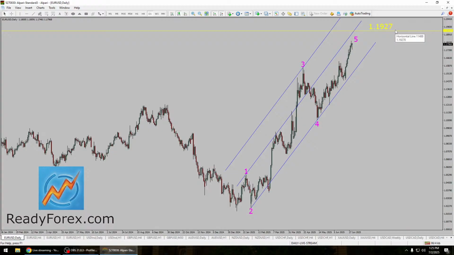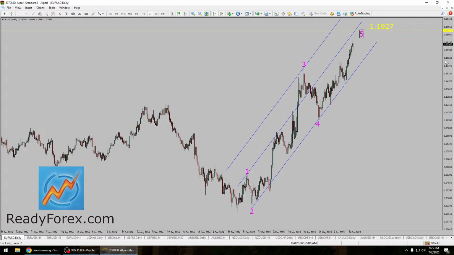So the Euro USD forecast says that price action is most likely going to reach and test 1.1927 level. Okay, it's a high probability that euro dollar is going to hit this level, and that would also be a possible top inside euro dollar currency pair. So what I mean by that is wave 5 is most likely going to complete once market is going to hit 1.1927 area.